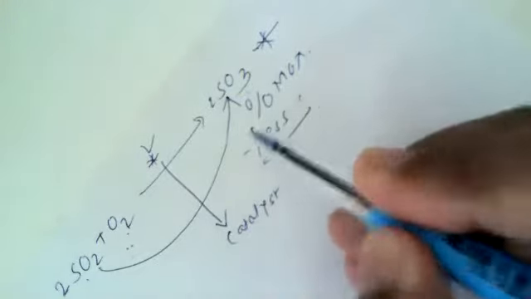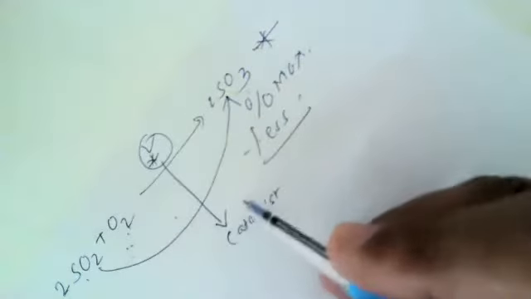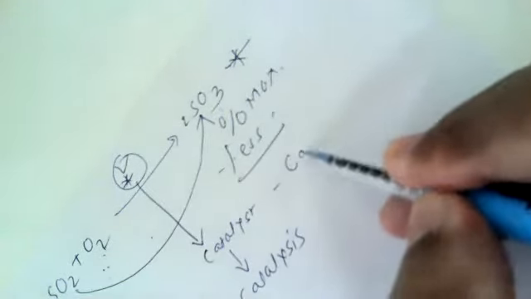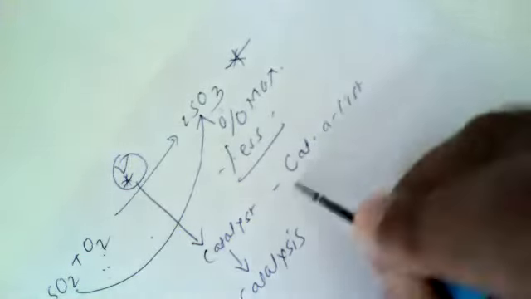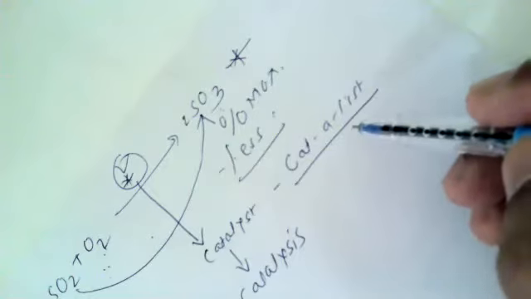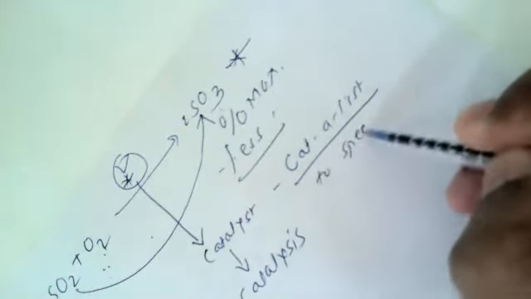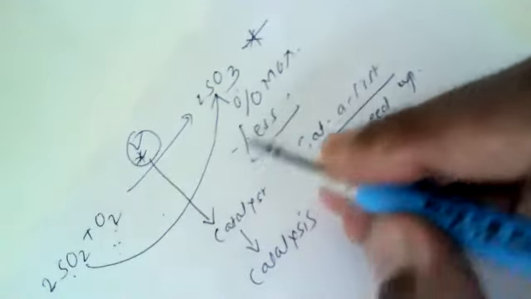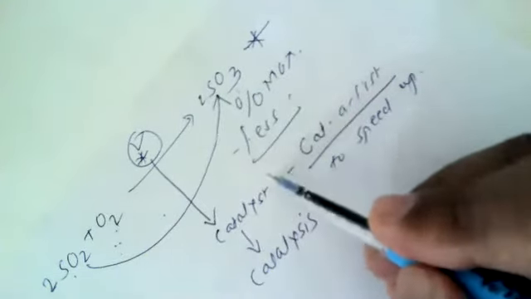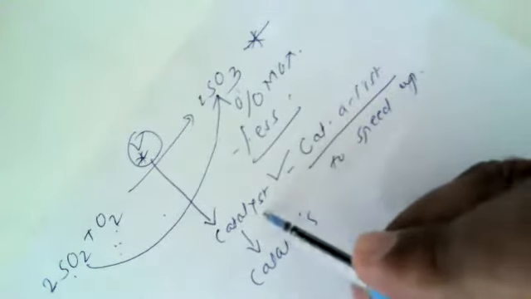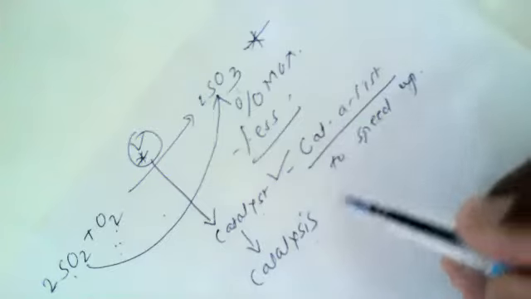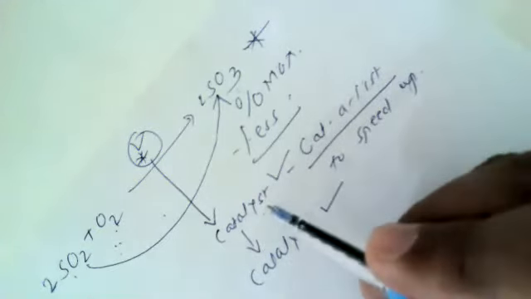And those reactions which involve the use of such substances which act as a catalyst, this phenomenon is known as catalysis. It is actually a Greek word, catalyst, meaning to speed up. So those substances which are used to speed up a chemical reaction are known as a catalyst, and the chemical reaction involving the use of such substances is known as catalysis. So catalysis is a phenomenon, while catalyst is a substance.